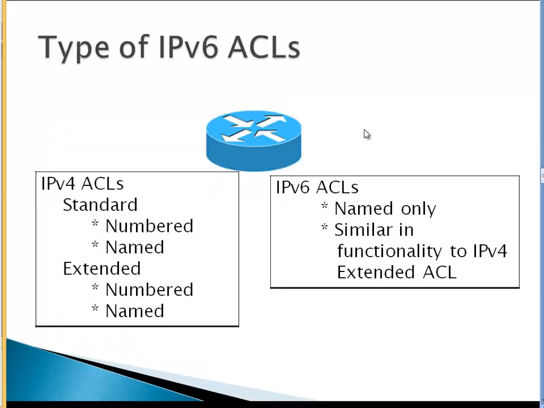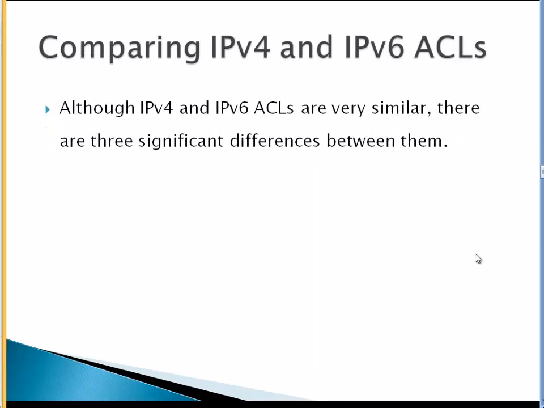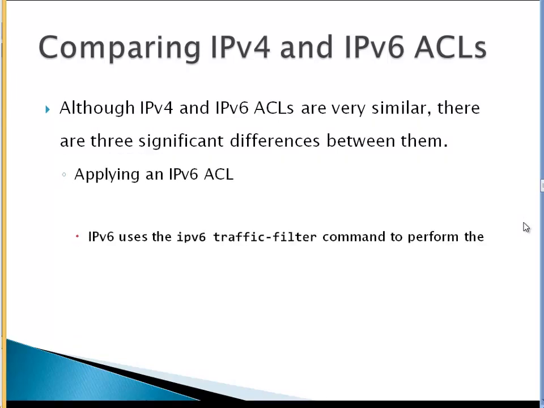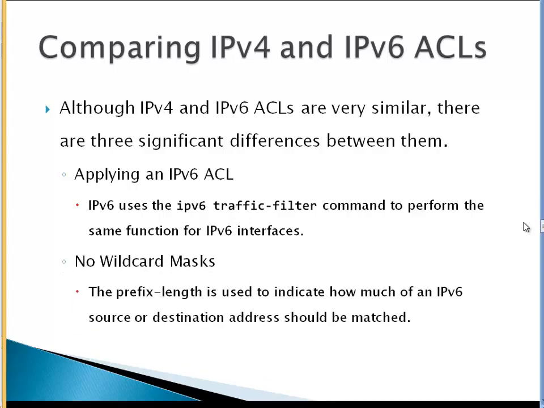Now, the IPv6 access control list. For version 6 we have named access control lists only. Everything is functionally similar to IPv4 extended access control lists. Although IPv4 and IPv6 access control lists are very similar, there are three significant differences between them. First is applying the access control list: we use IPv6 traffic-filter when you want to apply it. And we don't have any wildcard mask, so the prefix length is used to indicate how much of the IPv6 source and destination address should be matched.